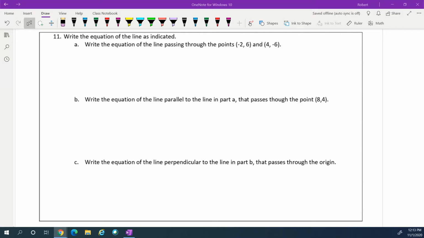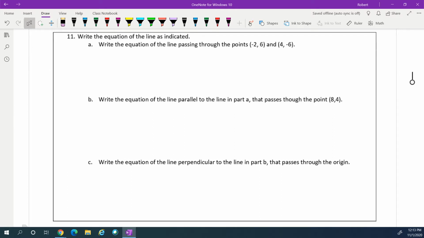Okay, so we're writing the equation of lines, and we want to tie that into our knowledge about the slope of parallel and perpendicular lines. So we're going to pick up right here with write the equation of the line passing through the points, and we're given (-2, 6) and (4, -6).